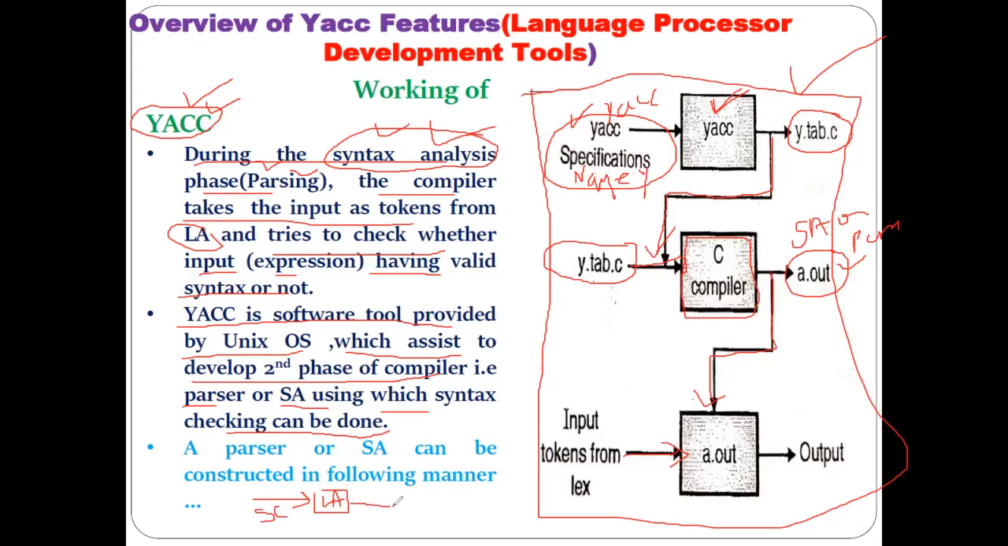Then this source code is given as input to the lexical analyzer. Another role of the lexical analyzer is to generate tokens, and these tokens are given as an input to the syntax analyzer or the parser.